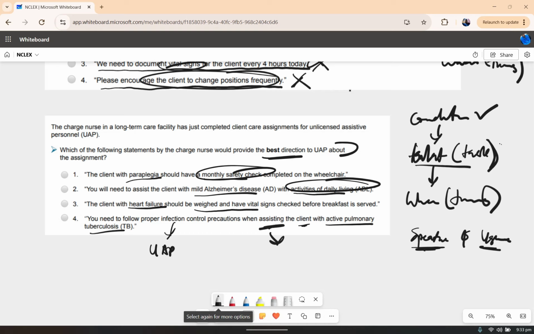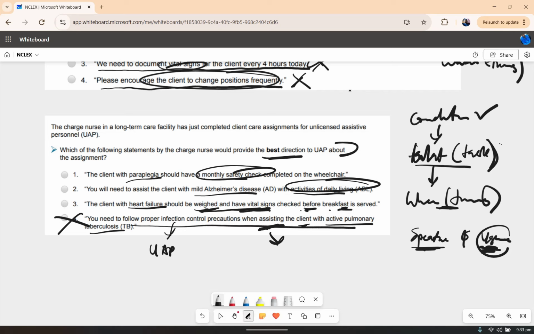Are we bathing the client? Are we making them ambulate? Are we feeding them? What are we assisting the client with? So it's not specifying. So this is vague because it's leaving the whole task open to doing anything, which we don't know. So that is vague. This is definitely out. Now, if you look at this one, it said we should weigh. That is very specific. And have vital signs checked. That is specific. And not only that, he also said before breakfast. That is timing. Before breakfast.